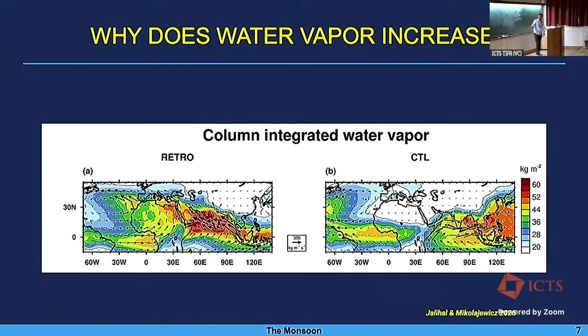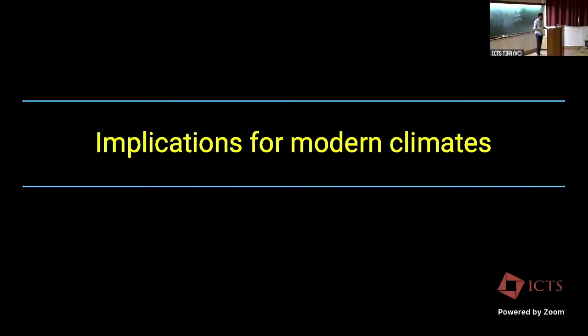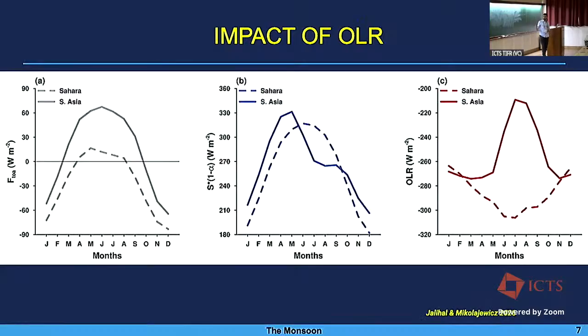So this is the basic working hypothesis from this thought experiment of reversing the Earth's rotation. So what are the implications for modern climate? Here is a plot of F2R for South Asia and Sahara from ERA5.